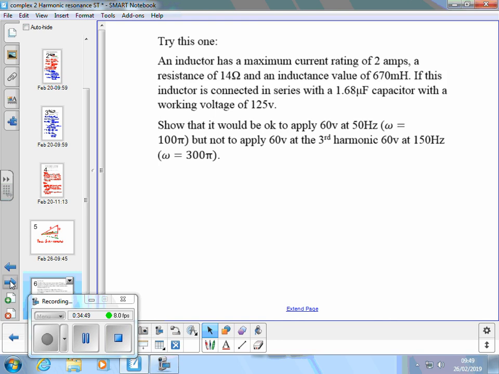So you're going to compare the results you get with the rated current of the inductor and the rated working voltage of the capacitor. I'll put the working of the result for this on the second part of the video for those watching.